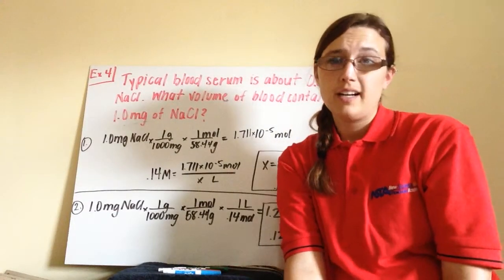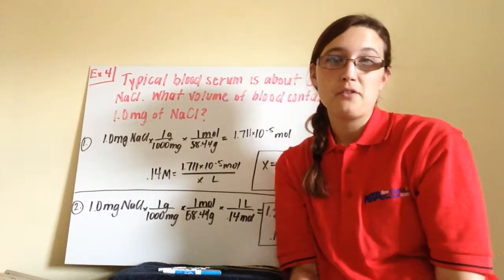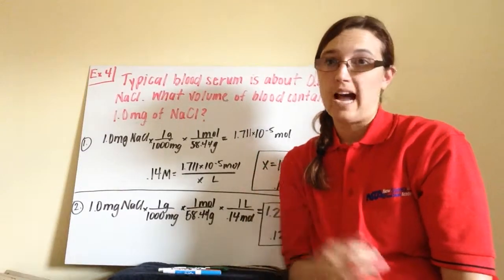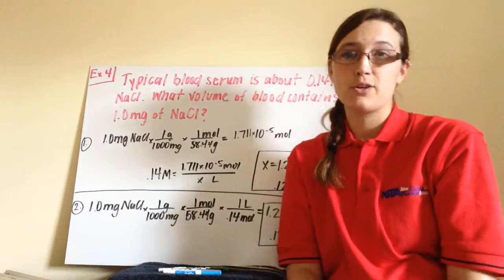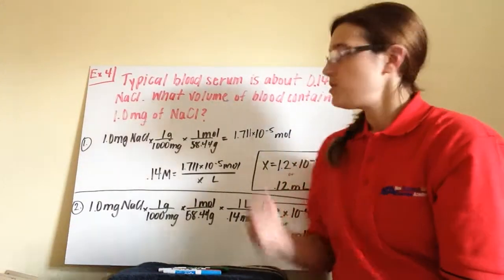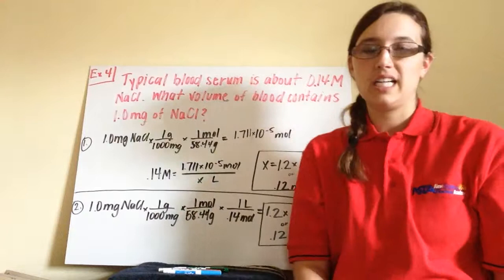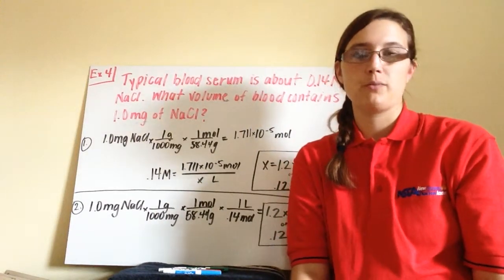If you've ever given blood, you know that there's also another thing that you can give, and that's plasma. Typical blood plasma is about 0.14 molar sodium chloride. So this problem wants to know what volume of blood contains 1 milligram of sodium chloride.